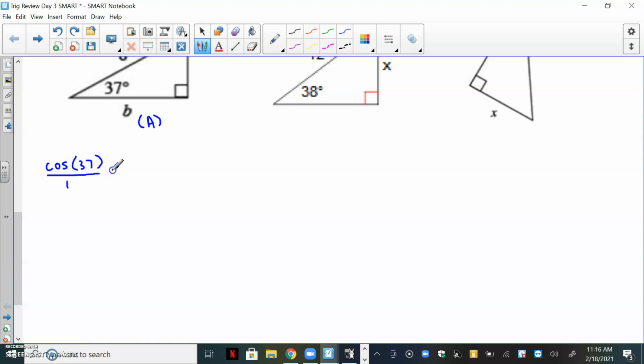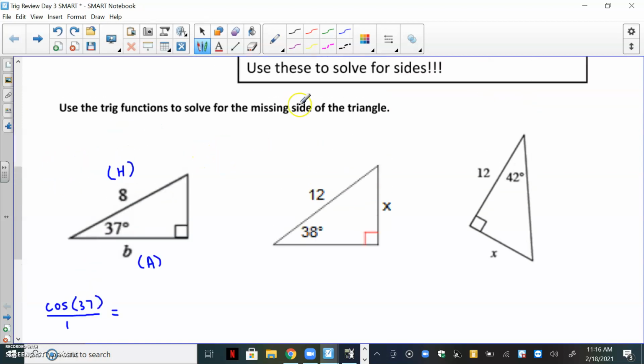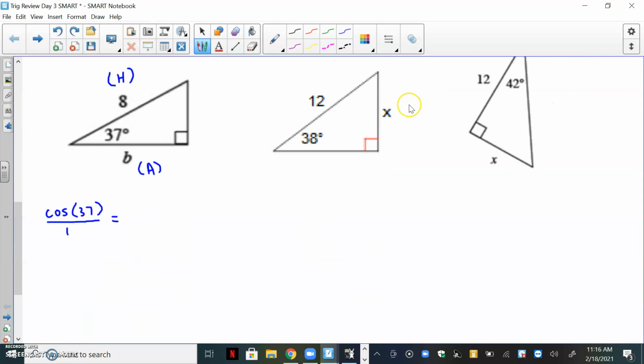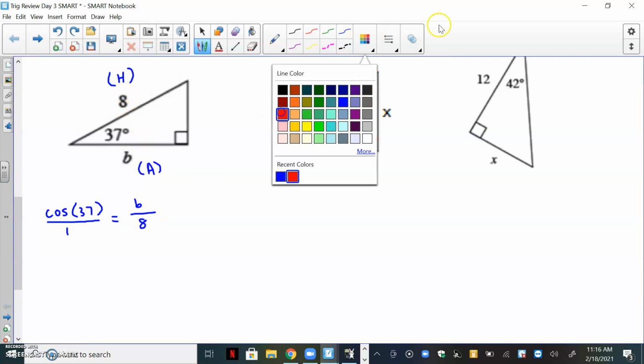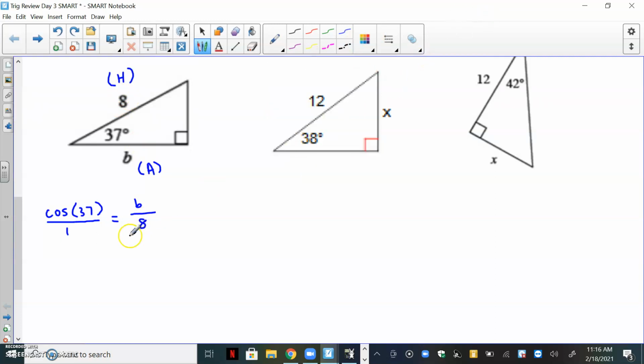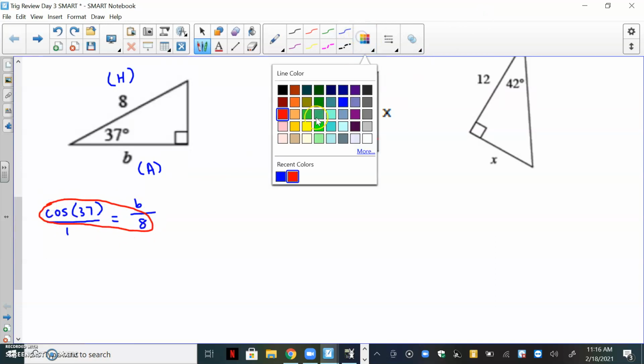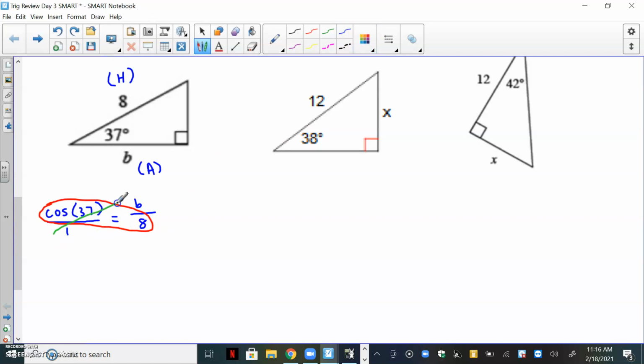Cosine of 37 over 1, and then equals, it was adjacent over hypotenuse. So that's exactly how I'm going to set up my proportion. I'm going to do my A, which is that letter, we don't know it, and then my hypotenuse is 8. So now that I've set up my proportion, I'm ready to cross multiply and solve for my variables. So this is going to be one diagonal, and this is going to be my other. So now B times 1 just equals B.